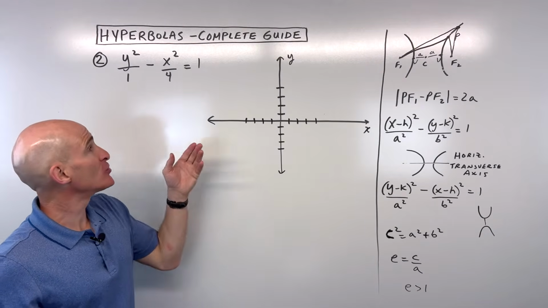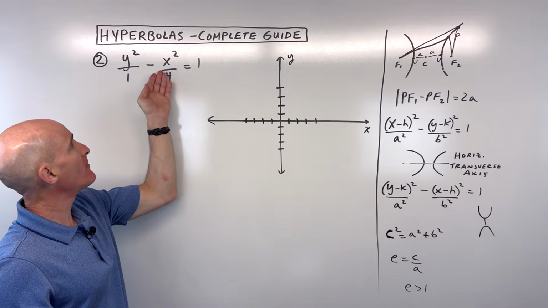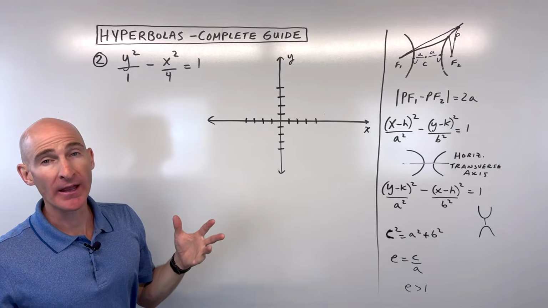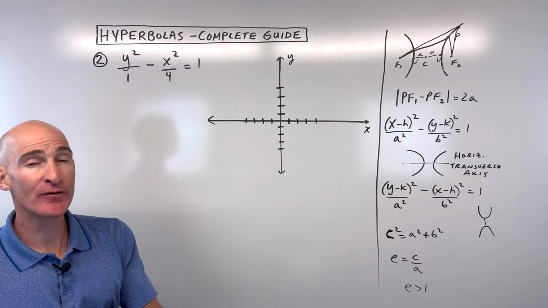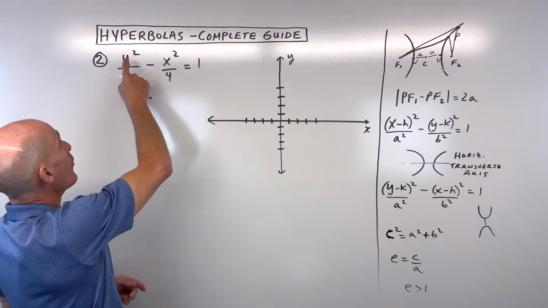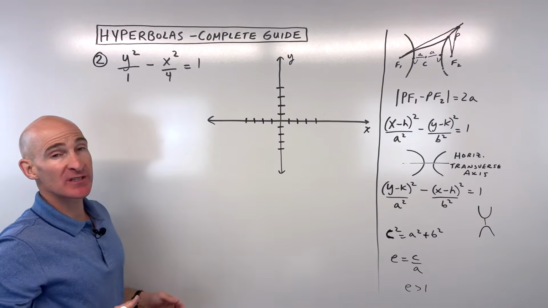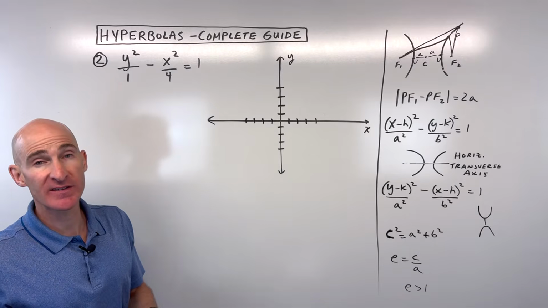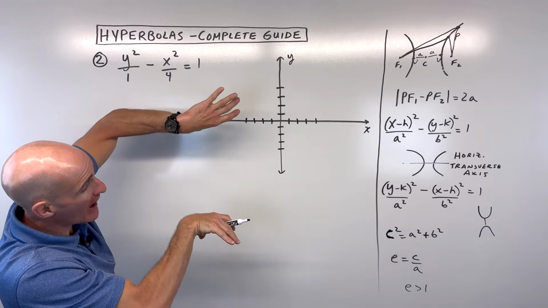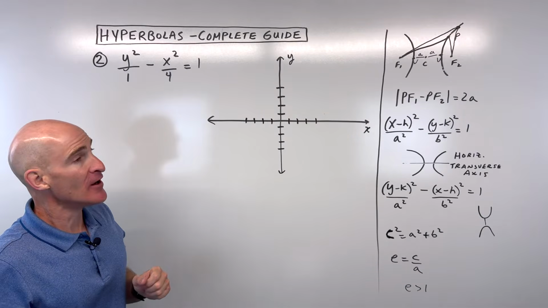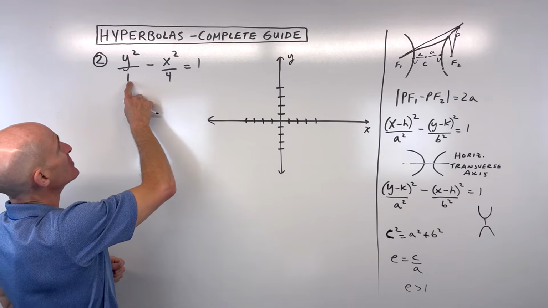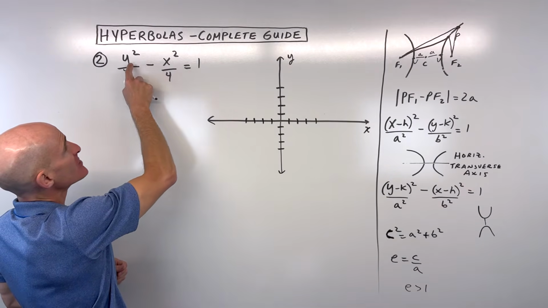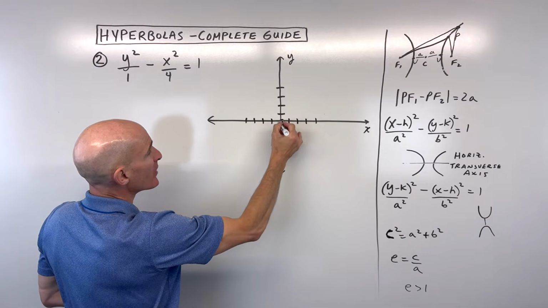Okay, for example number 2, we're going to graph this one, y squared over 1 minus x squared over 4 equals 1. And what you'll notice about this one that's different from the first example is that the y squared term is coming first, or is positive, which tells us that this hyperbola is opening in the y direction, like up and down. So what we're going to do now is we're going to see again that the h and k is 0 and 0. It hasn't been shifted, so our center is going to be right here at the origin.